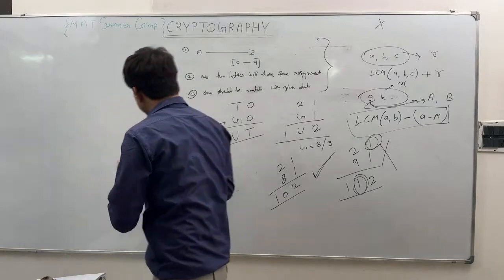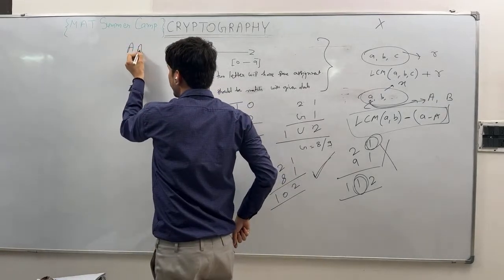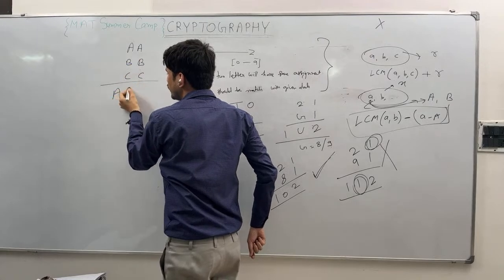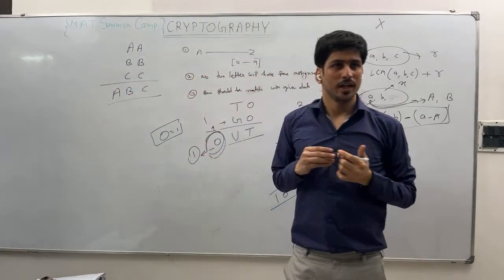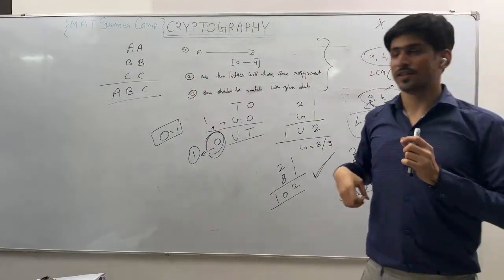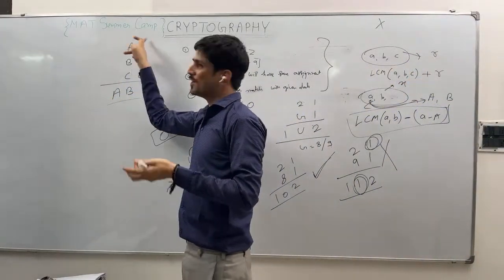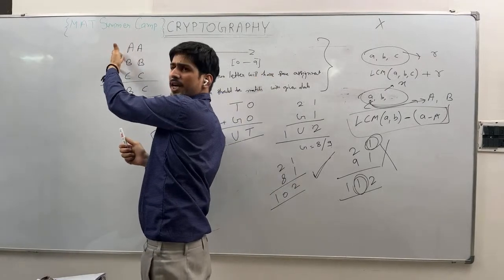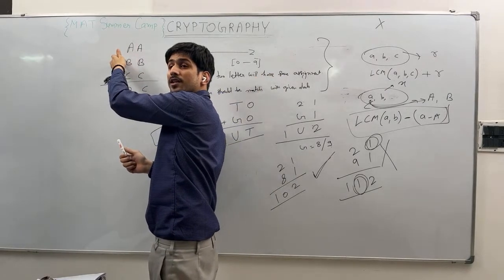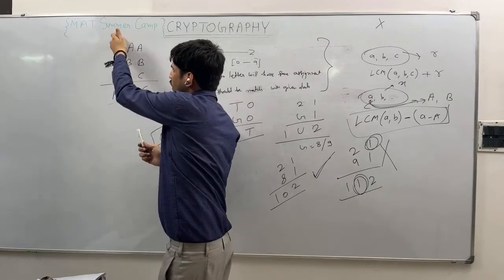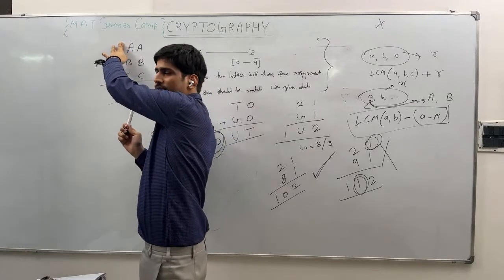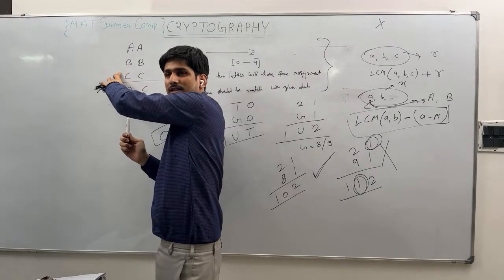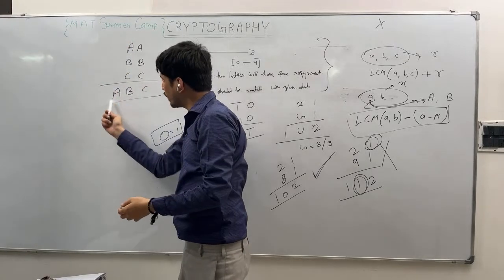Let's try with a simple problem. A, B, B, C, C, and here you have A, B, C. Now all of you try. Definitely A is 1, so 1, 1. That's fine, because the maximum this can be 9, this can be 8, this can be 7. 9 plus 8. If this is 9, this will be 8, this will be 7, right? Maximum I'm talking about.